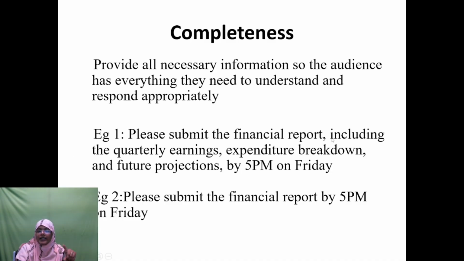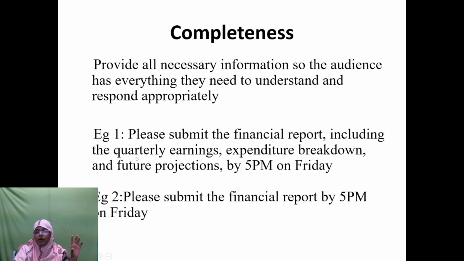The first one is, please submit the financial reports including the quarterly earnings, expenditure breakdown and future projection by 5 p.m. on Friday. The second one, please submit the financial report by 5 p.m. on Friday. So here we can look at the second example. Example 2: financial report I want to submit. I am having so many doubts. What are the things I need to include? Without clarifying these doubts, if I start, again and again I will ask my higher authority what are the things I need to include, if this procedure is correct.